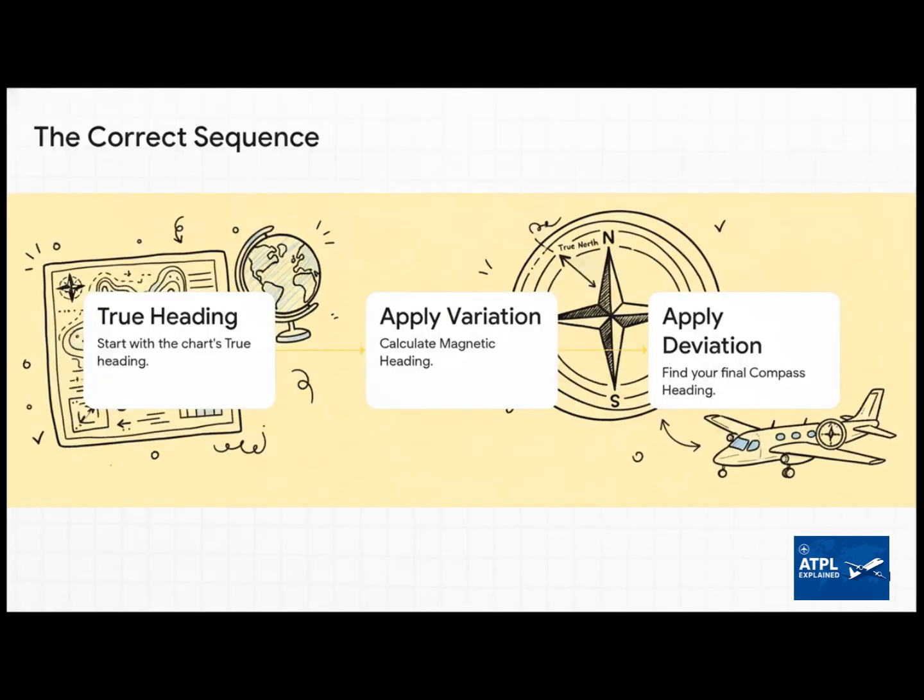And here is the only correct way to do it. Just think, true to magnetic to compass. T, M, C. You always start with the true heading that you get from your chart. Then you apply variation to get your magnetic heading. And finally, you apply the aircraft's specific deviation to find the compass heading you actually need to fly. Any other order is going to give you the wrong answer every single time.